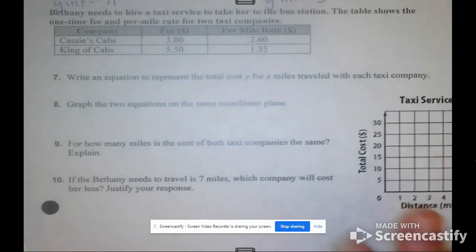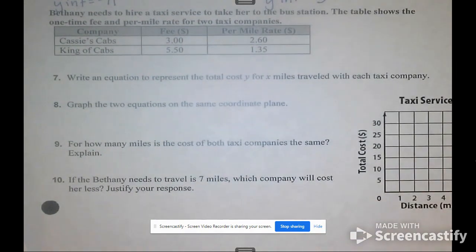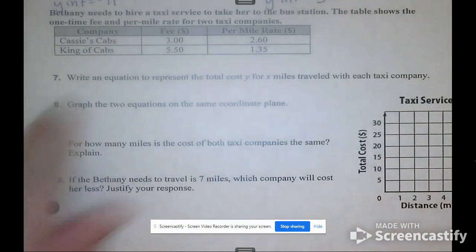Okay. Now let's look at the next part of our notes. Shh. If I'm talking, you're not. All right. So it says Bethany needs to hire a taxi service to take her to the bus station. The table shows a one-time fee and a per mile rate. Now, one time means what? Will, stop messing with it, please.